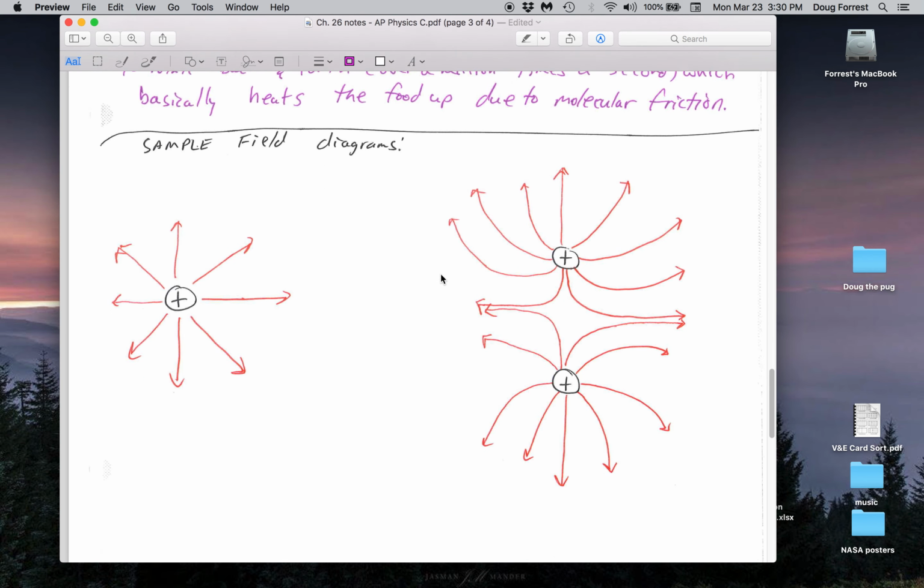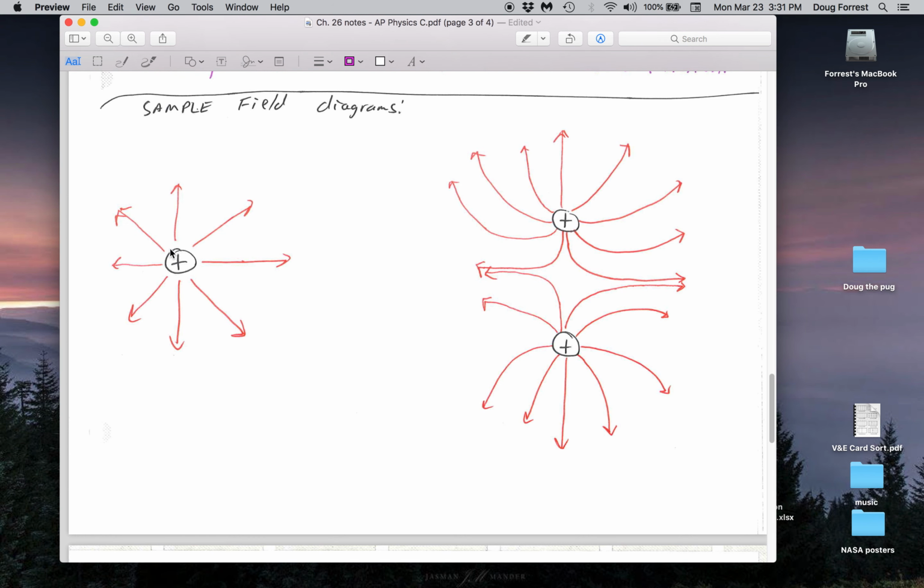So here's some sample diagrams. If you had a single positive charge, you'd show the electric field lines pointing away from it. And so how close these lines are to each other is a relative way of talking about electric field strength. So here, very close to this positive charge, the lines are close together. We have a strong electric field. Here, further away, the lines are further apart, and we have a weaker electric field.